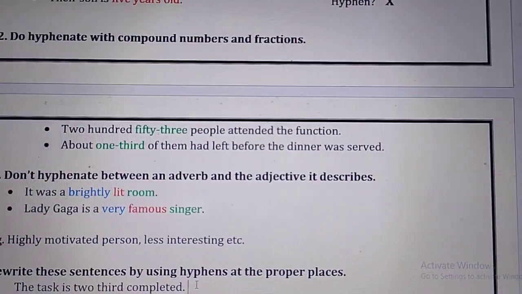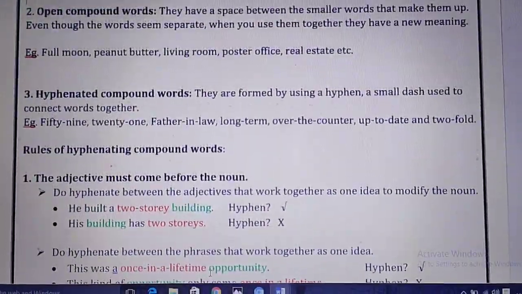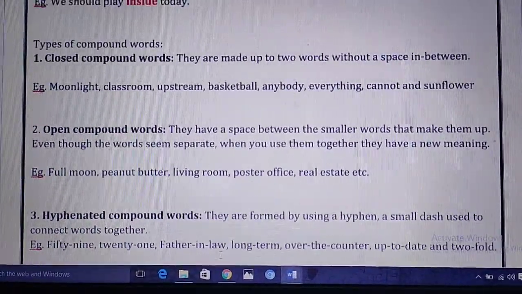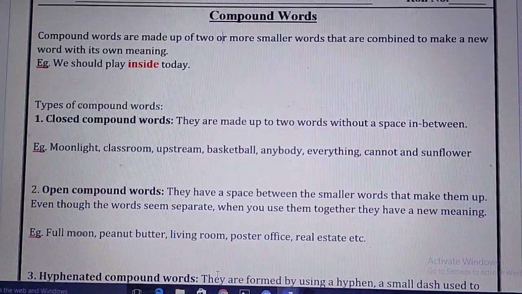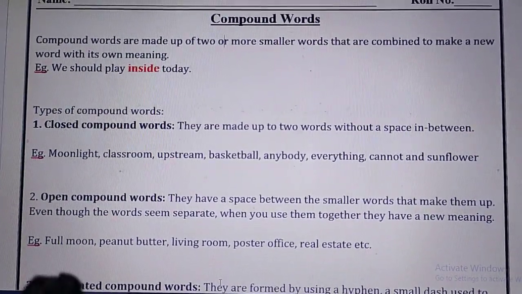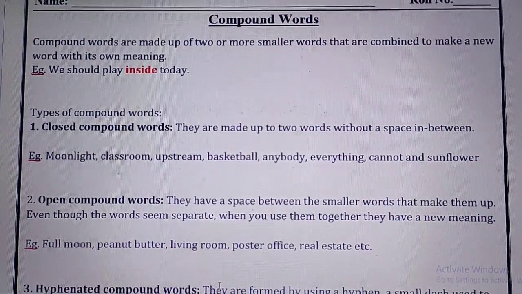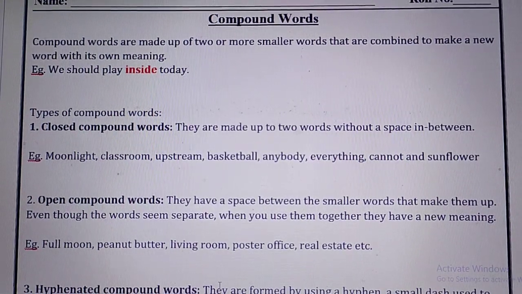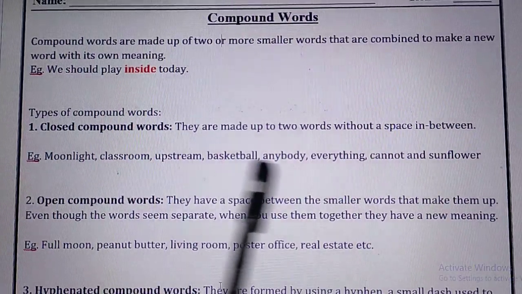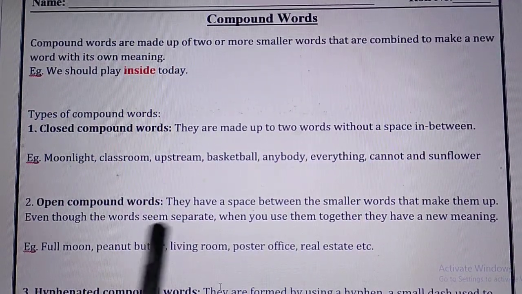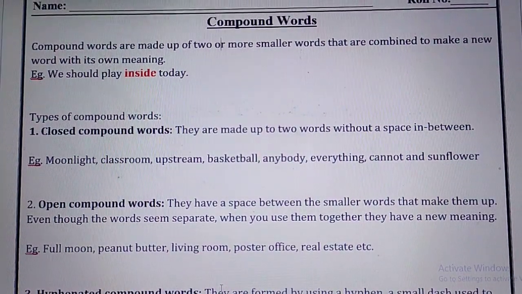So students, let us revise what we have studied today. What are compound words? Compound words are words made of two or more smaller words used together, making a word which has its own different meaning. Now there are three types of compound words. Closed compound words are those where the two words used together have no space in between. And when these smaller words have a space in between, they are called open compound words.